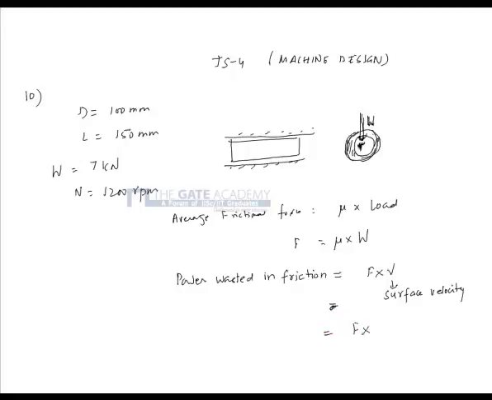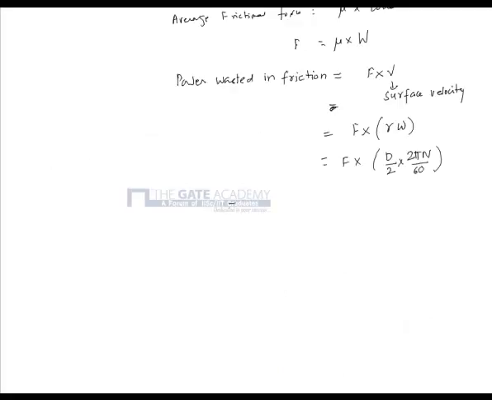So that is nothing but F into R into omega. The diameter of the bearing and the diameter of the shaft are the same, because there will be a very small difference, which is nothing but your clearance, and as I told you, it will be in microns. Omega can be written in terms of speed as 2 pi N by 60.